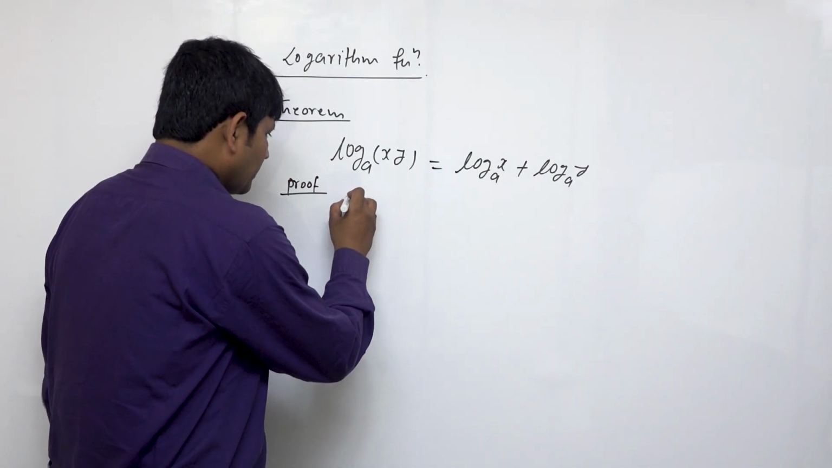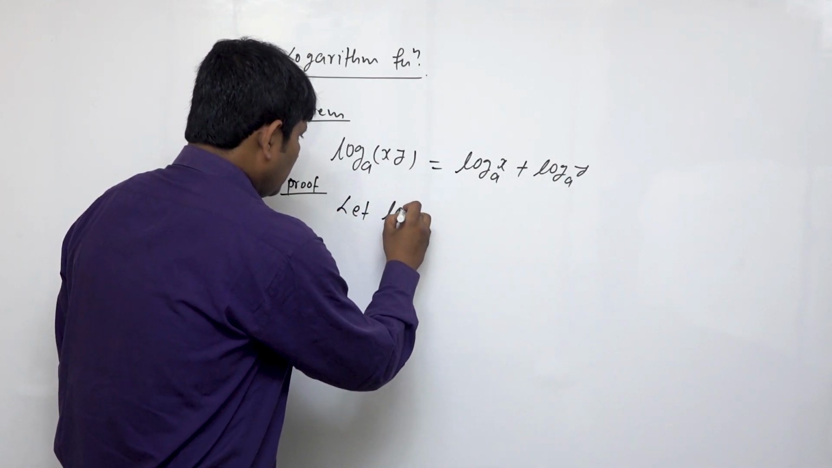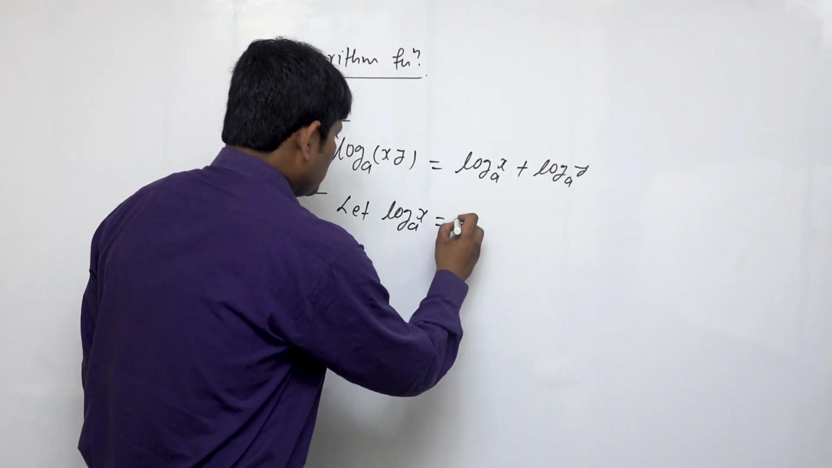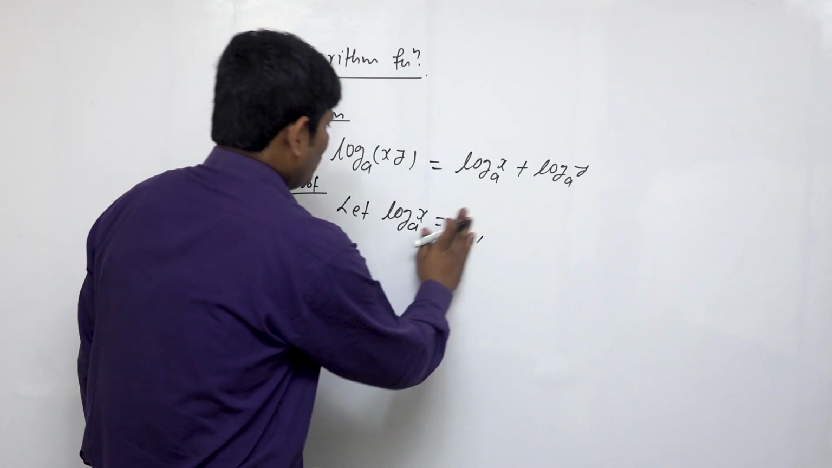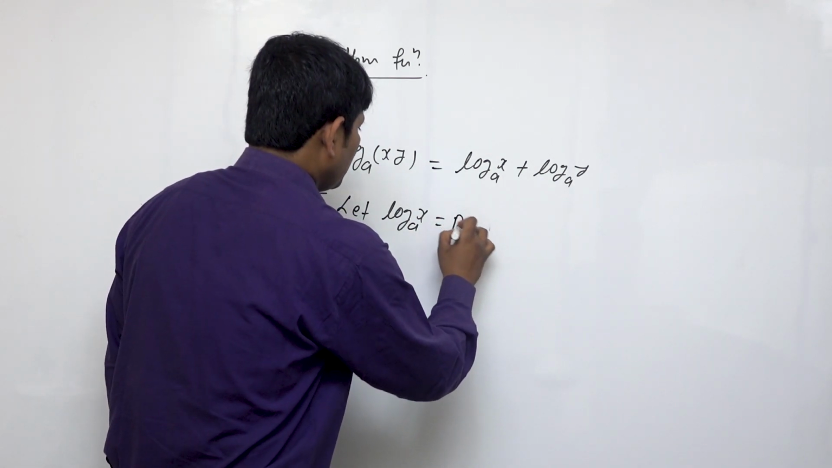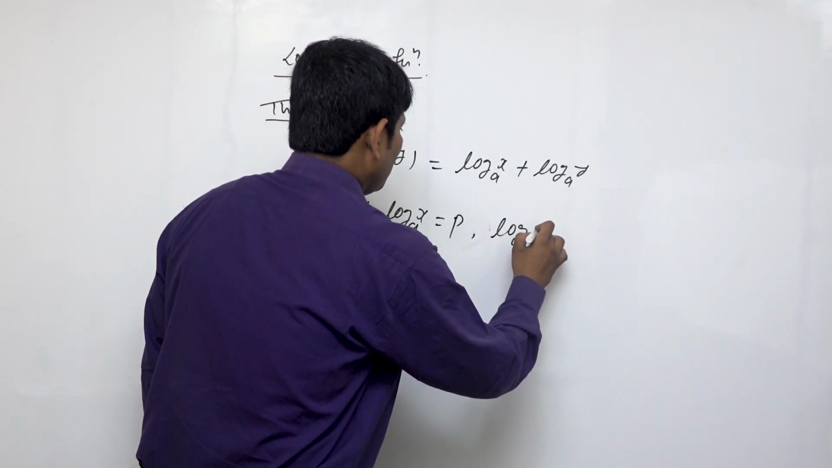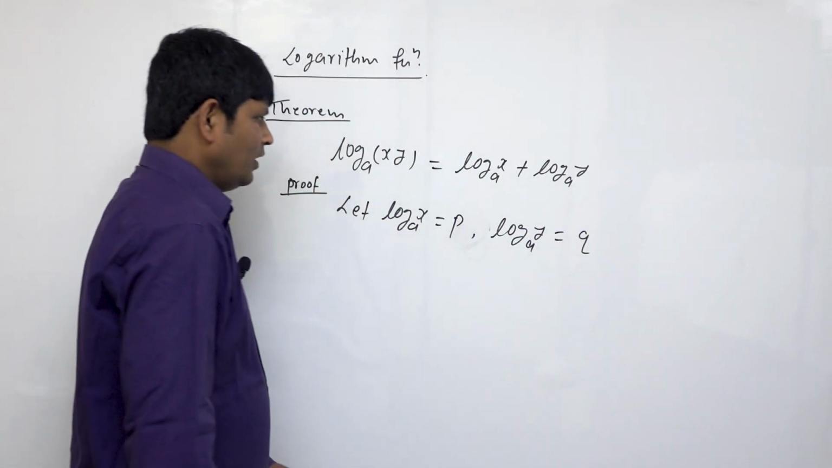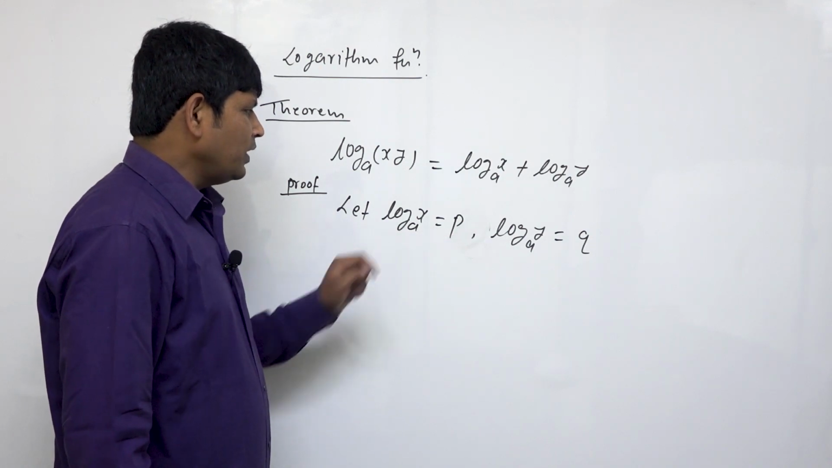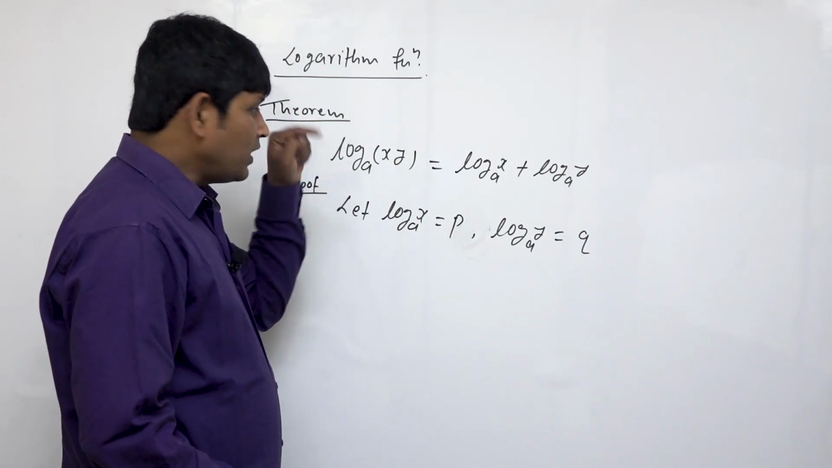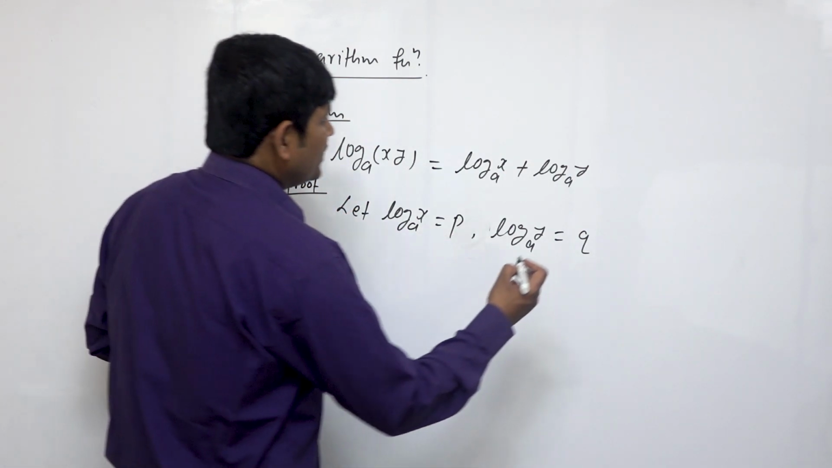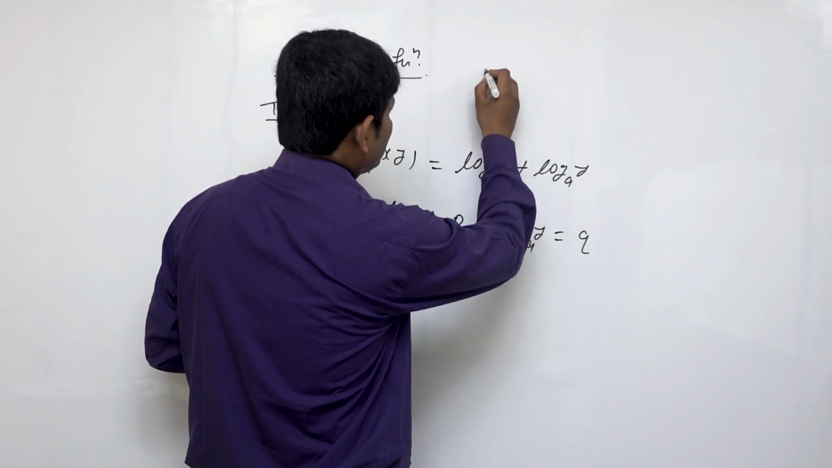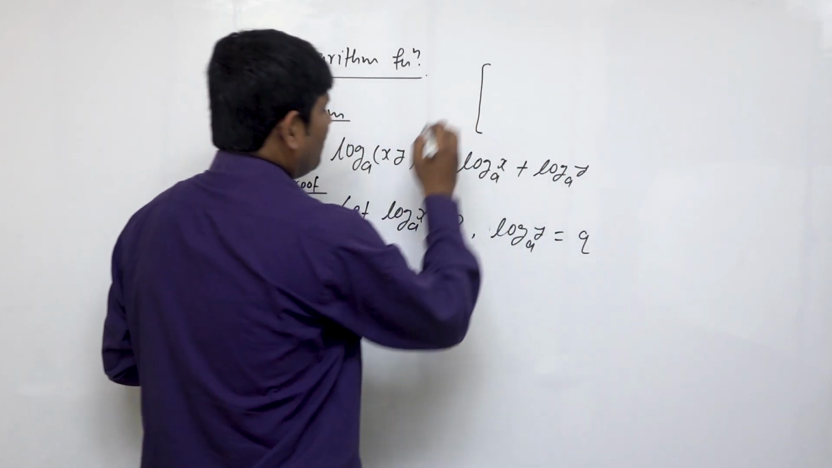So let log of x to the base a be equal to p, and log of y to the base a be equal to q. If log of x to the base a is equal to p, then in the exponential function, what we understand here, let's see, is the reverse form.